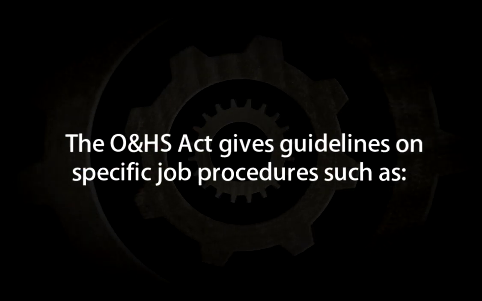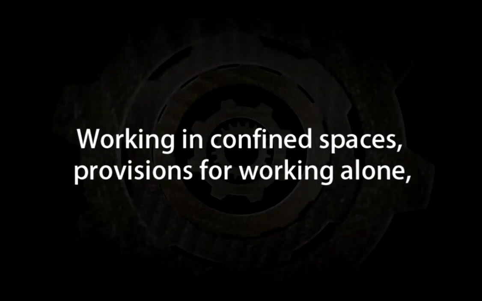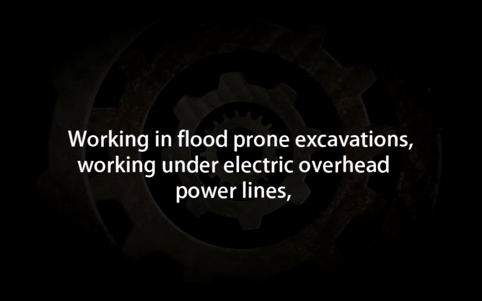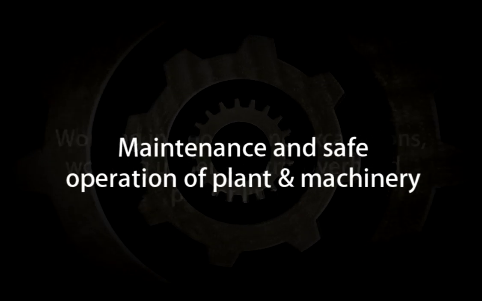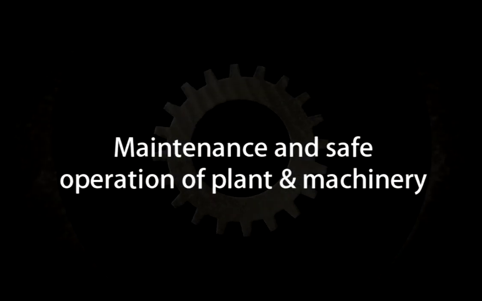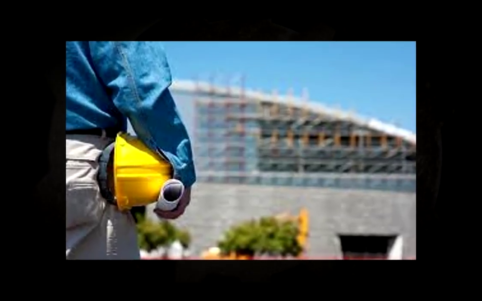The OHS Act gives guidelines on specific job procedures such as working in confined spaces, provisions for working alone, working in flood-prone excavations, working on electric and overhead power lines, maintenance and safe operation of plant and machinery, etc. Such safe work procedures have to be considered first when developing the safe work procedure.